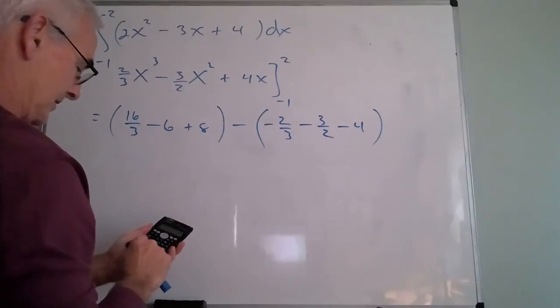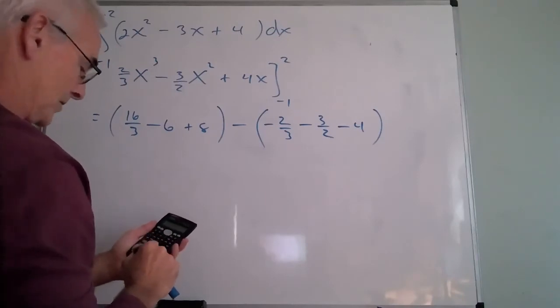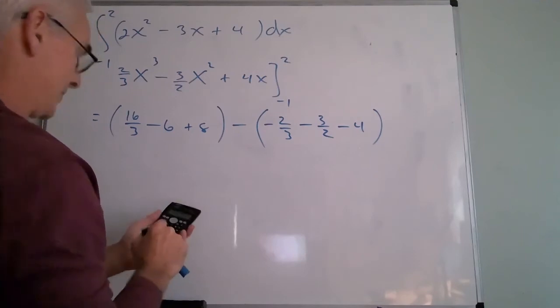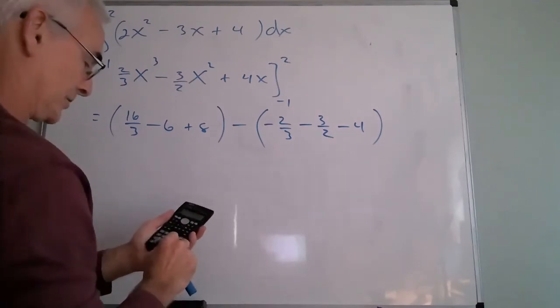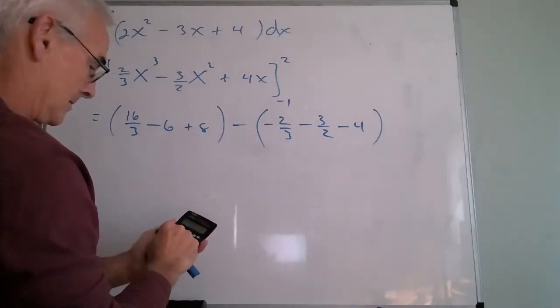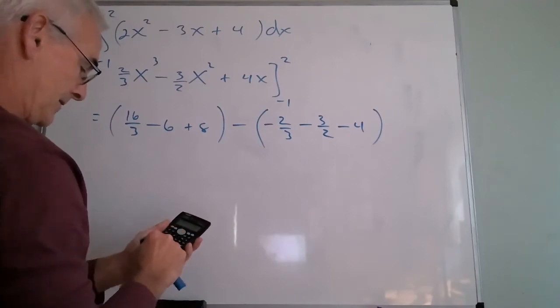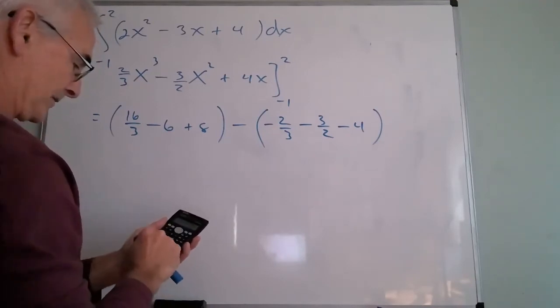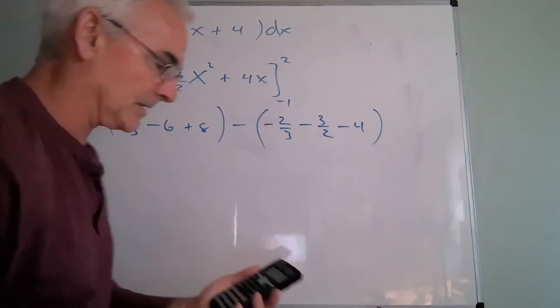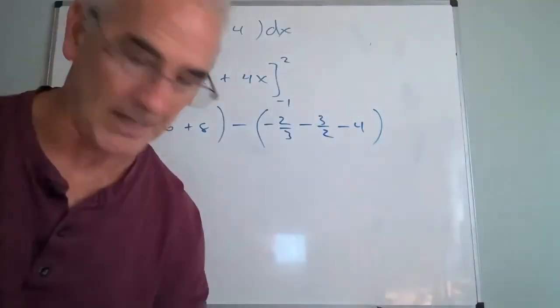So that's what I'm going to do. So fraction 16/3. The fraction key is one of the great inventions, right up there with the dishwasher, because I hate washing dishes, by the way. Now I'm going to enter that. -2/3 minus 3/2 minus 4. And I get 27/2 on my calculator.